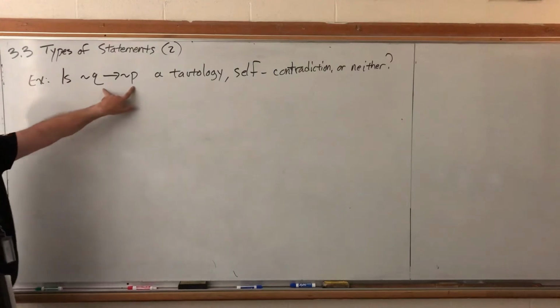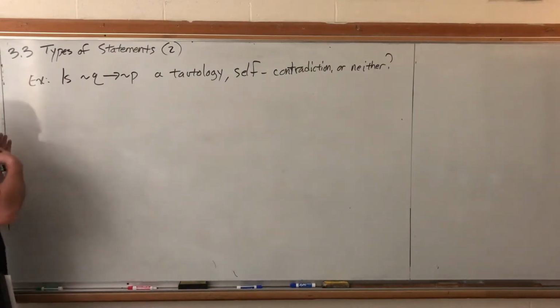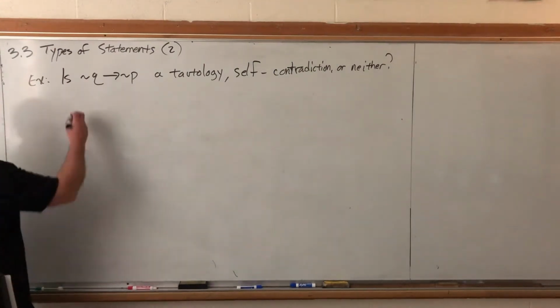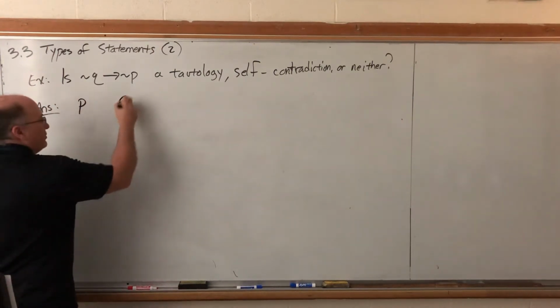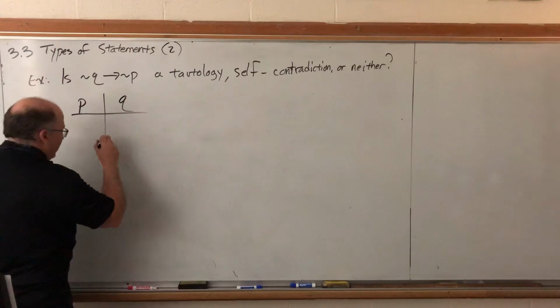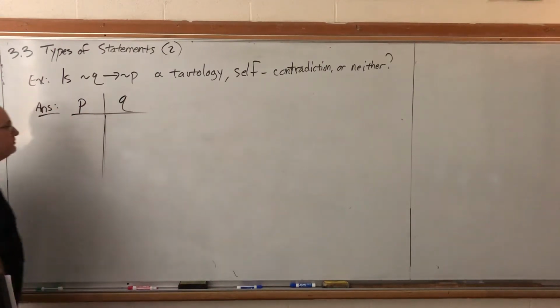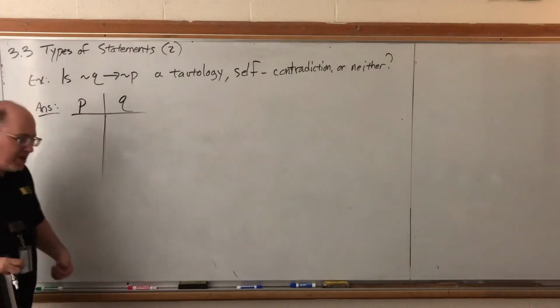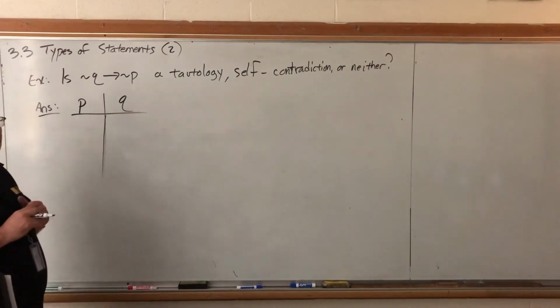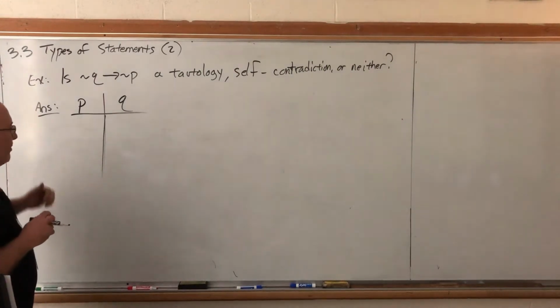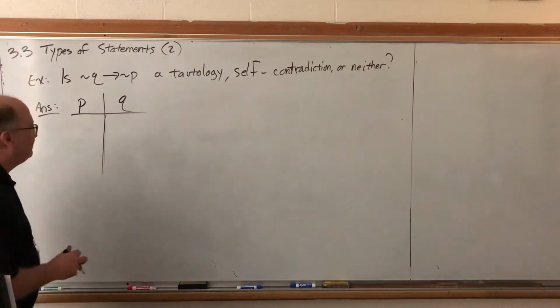Luckily, it only has two simple statements, which means our table will only have 4 rows. We do need one column for each simple statement, so we'll start with a column for P and a column for Q. I'm going to go ahead and get the table set up, but if you want to pause and try to do the whole problem on your own, go for it. I'll pause again once we get the table set up.